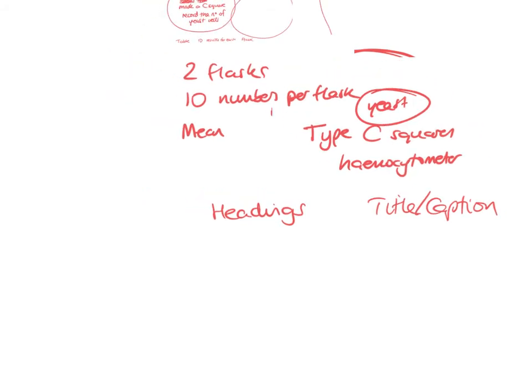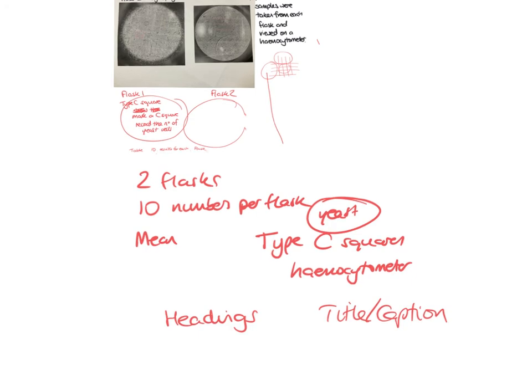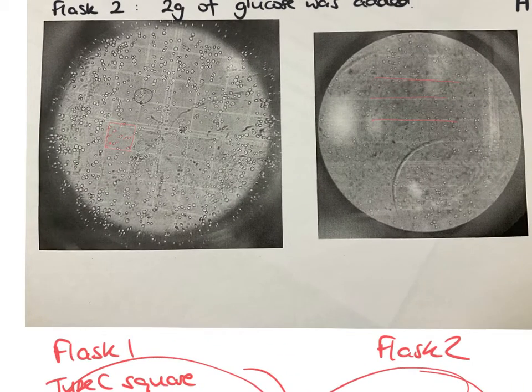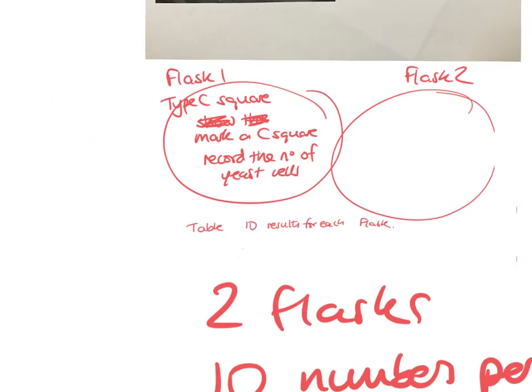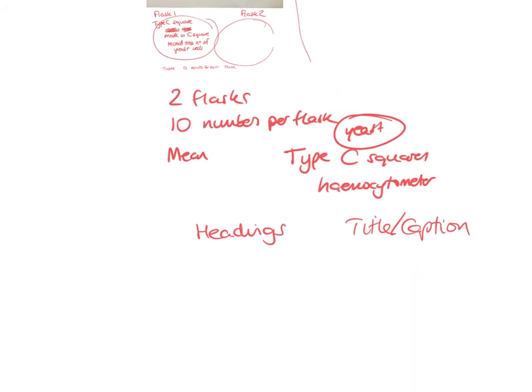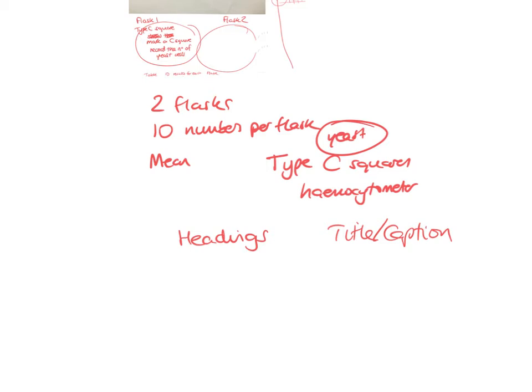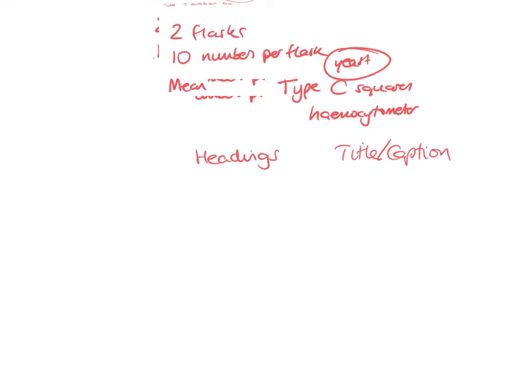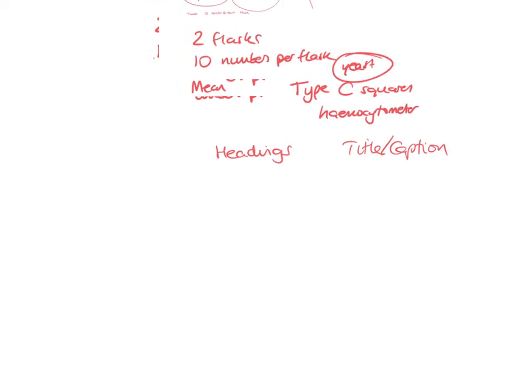All right, so I'll let you show a type C square from each photograph. If you've got 10 squares, that's good. If you haven't, then you can go around and look at somebody else's photograph and take some numbers from that. Okay, so once you've got your averages, you will end up with a mean number of yeast cells per C square for flask 1 and flask 2.